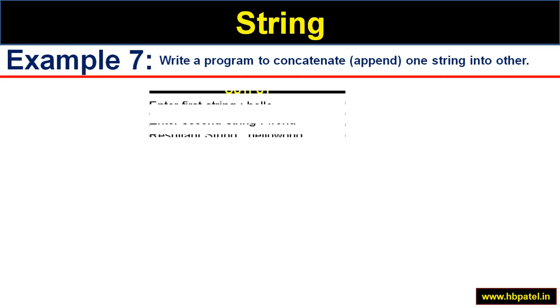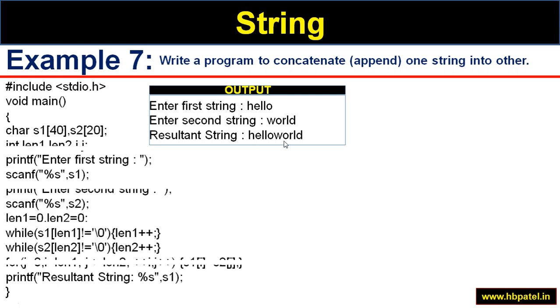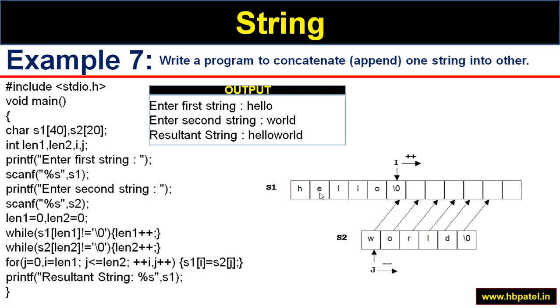And one more example is there, concatenation. Concatenation is nothing but appending. So there are two different strings already given. Let's say hello and world, and I want to append these two strings. So hello world, this would be my result. So how would I do that? I already have S1 equal to HELLO and S2 equal to world.